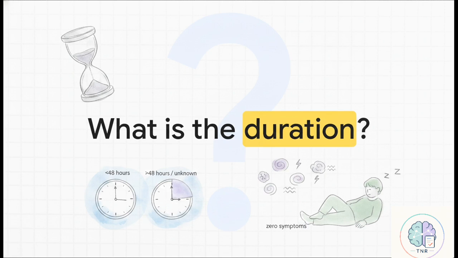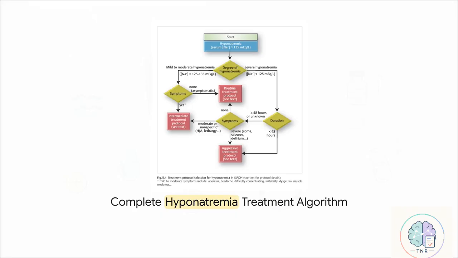But if it's been 48 hours or more, or if you honestly just don't know, you've got to look at the symptoms. Severe symptoms like coma, seizures, or delirium, that's the aggressive protocol. Moderate or nonspecific symptoms, maybe just a headache or some lethargy, that's your intermediate protocol. And surprisingly, if they have severe hyponatremia but literally zero symptoms, they get routed to the routine protocol. So when you map this all out step by step, it creates an incredibly clean decision tree. Every single patient condition routes perfectly into one of 3 distinct protocols, driven entirely by severity, duration, and symptoms.